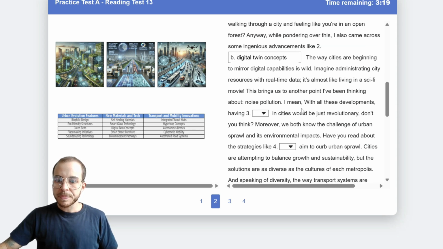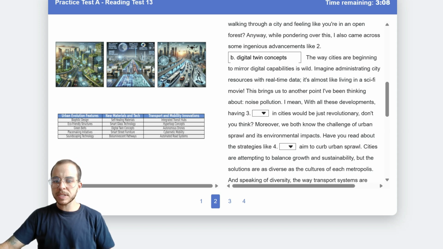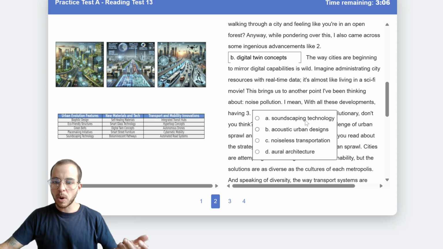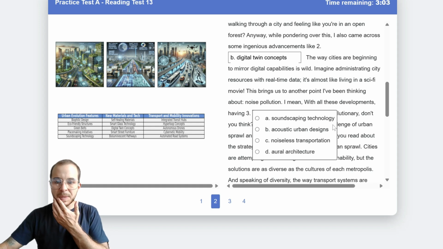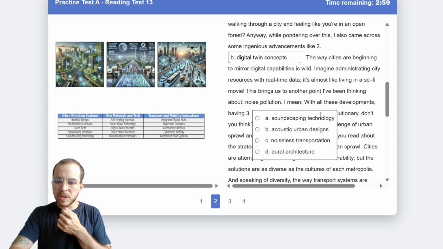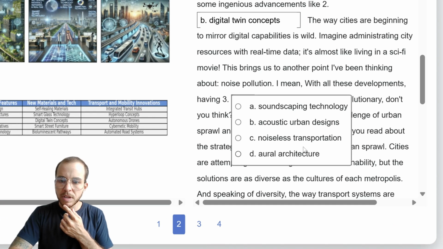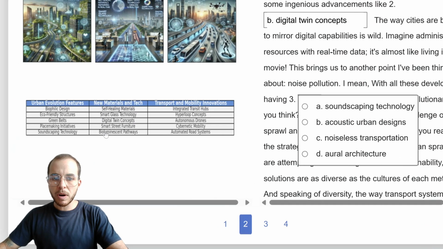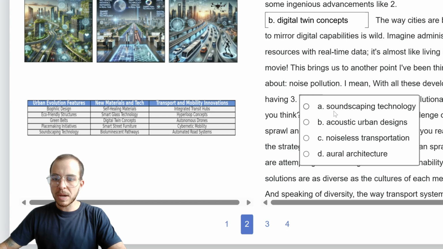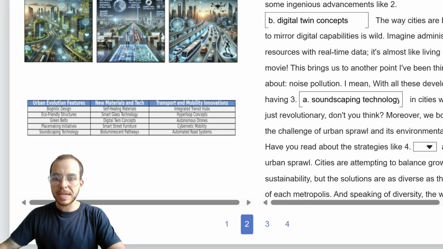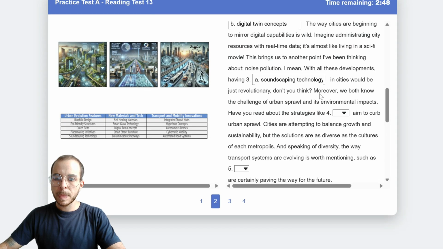city and they copy it into a digital twin. All right, next one. With all these developments, having something in cities would just be revolutionary, don't you think? Moreover, we both know the challenge of urban sprawl and environmental impacts. This one is talking about the downside of urban sprawl. So maybe it's something to do with, they all are to do with noise, kind of. But the only word that came from our table was soundscaping technology. So it has to be soundscaping technology.